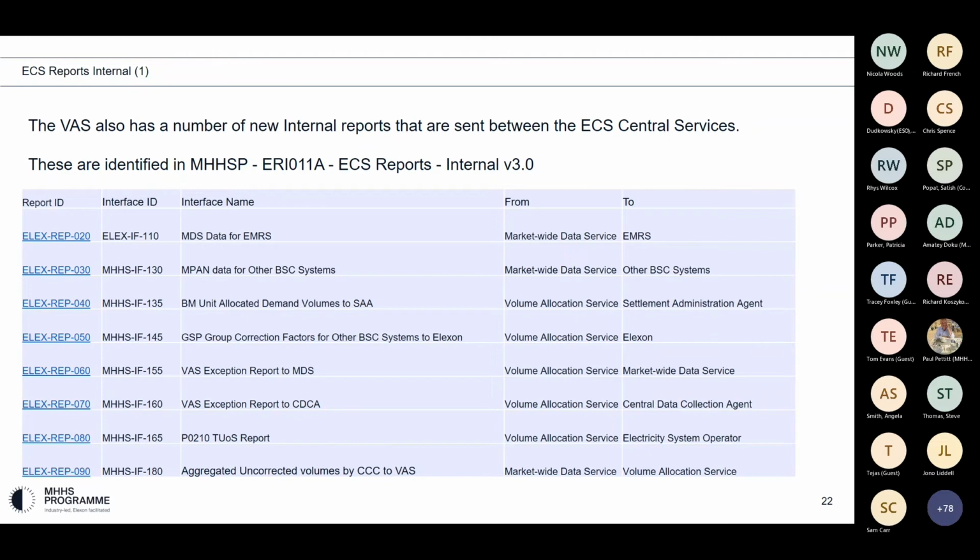And then we've got at the bottom there that 180. This is the data coming from the market-wide data service to the volume allocation service, and that's that uncorrected data that they've calculated for each consumption component class for each balancing mechanism unit and the associated losses.